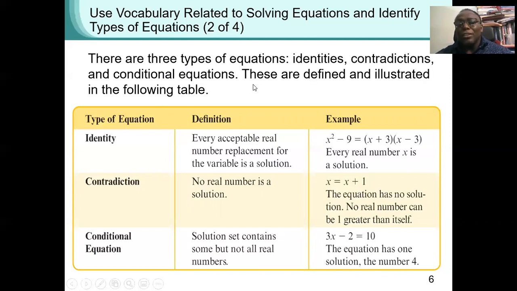So here we say there are 3 types of equations: the identities, contradictions, and conditional equations. These are defined and also illustrated in the following table, which we just went through.